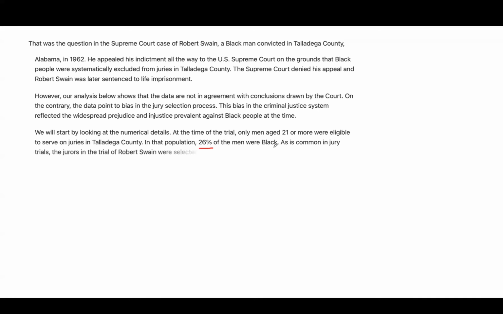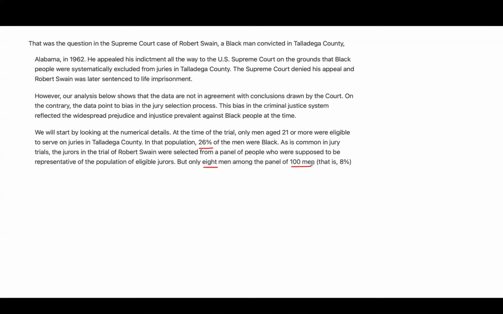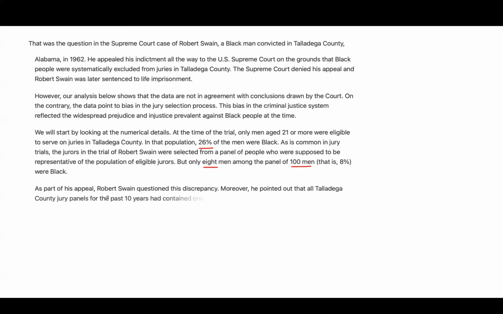As is common in jury trials, the jurors in the trial of Robert Swain were selected from a panel of people who were supposed to be representative of the population of eligible jurors. But only 8 men among the panel of 100 men, which is about 8%, were Black. As part of his appeal, Robert Swain questioned this discrepancy. Moreover, he pointed out that the Talladega County jury panels for the past 10 years had contained only a small percent of Black panelists.